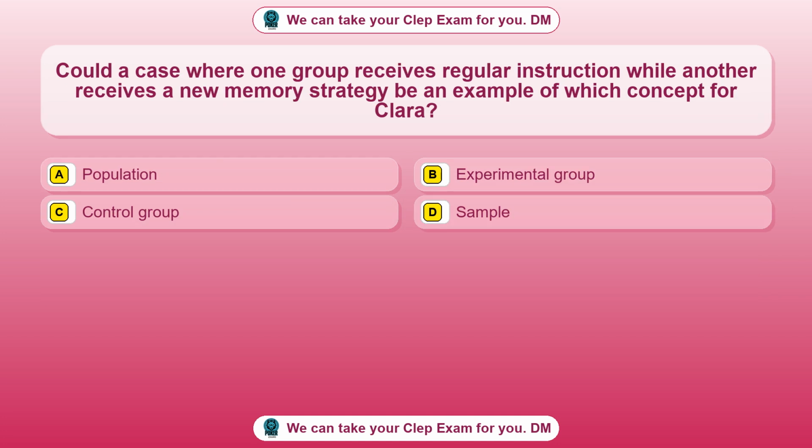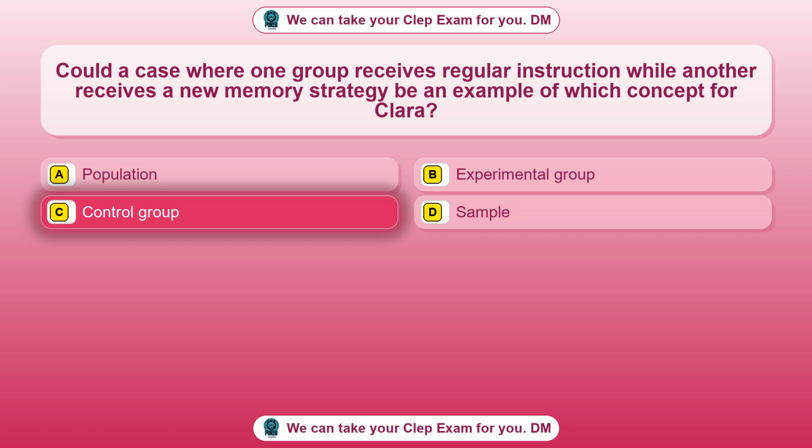Question 92. Could a case where one group receives regular instruction while another receives a new memory strategy be an example of which concept for Clara? Option A, population. Option B, experimental group. Option C, control group. Option D, sample. The correct answer is option C, control group.